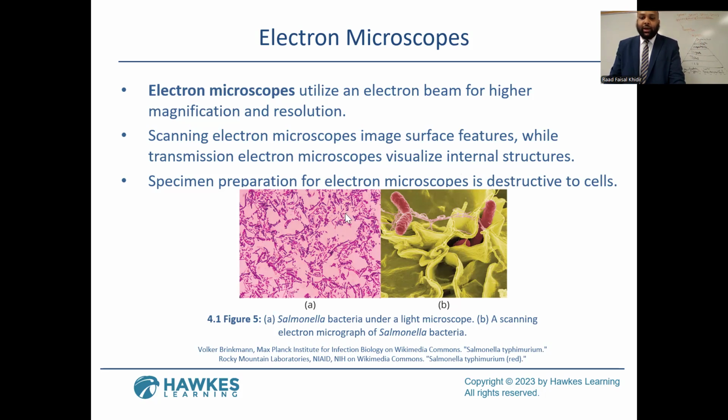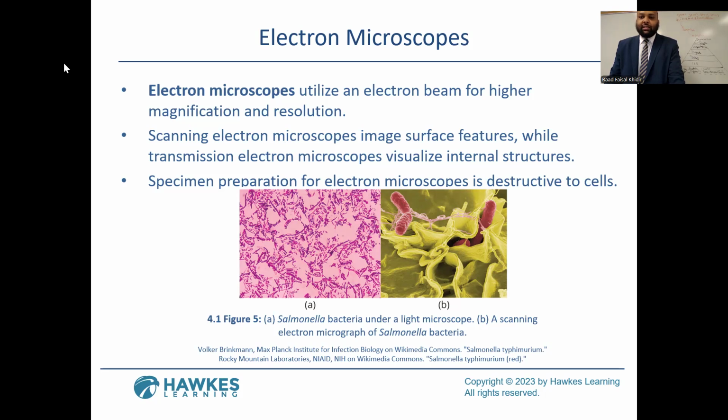I mean, look at the light microscope and then look at the scanning microscope. This looks like an actual image from Google. That's how excellent the resolution is, and that is how excellent the magnification. So the electron microscope is much better in terms of resolution and magnification, because what does it utilize? What does the electron microscope utilize? Electron beam.